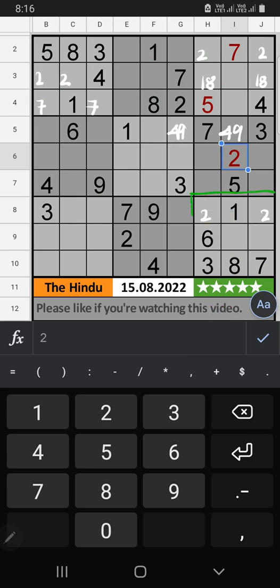Ninth grade, we have 3 and 6. So 3 and 6 can't come in this cell. It will come in one of the 2 cells. We will confirm later. Then third grade, 2 numbers are remaining, 2 and 9. It will come in one of the 2 cells. We will confirm later. Second row, 2 numbers are remaining, 4 and 6. It will come in one of the 2 cells. We will confirm later.